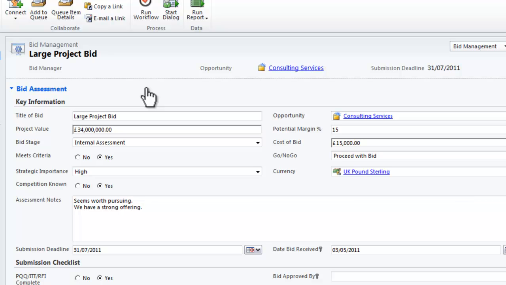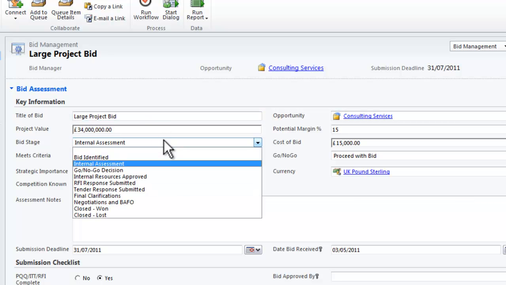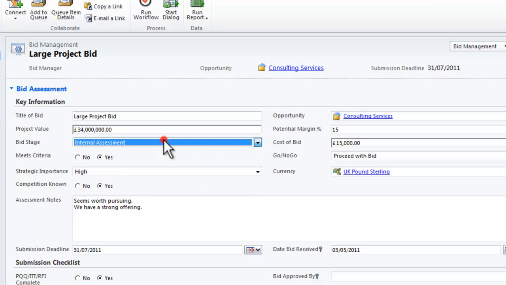So in the bid assessment phase, what we're looking to understand is what is this particular project, and here we've got it logged as a large project bid. What's the potential value of this project? What stage are we at in the process? And at the moment it's pretty early stage, and you can define specific stages that your bid moves through in your own particular process. Often people are looking to understand if it meets their own criteria, so for you as an organization, is this an important project? And therefore should you proceed with the bid or indeed decline it?